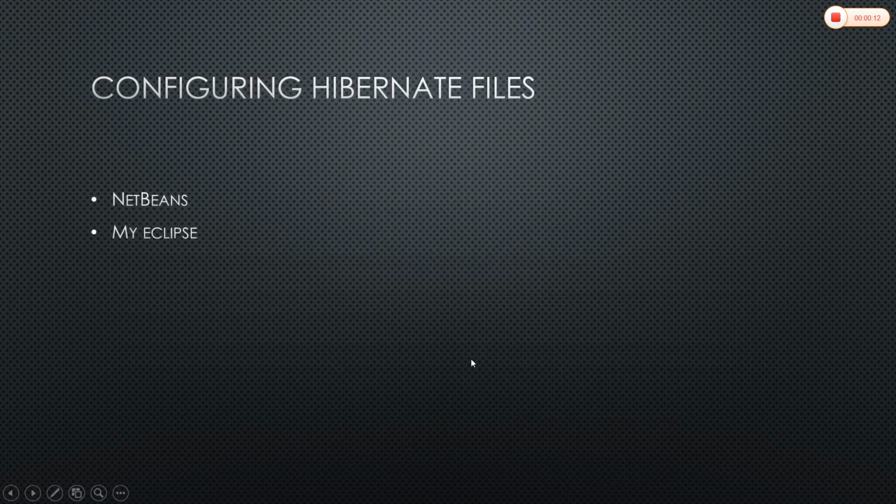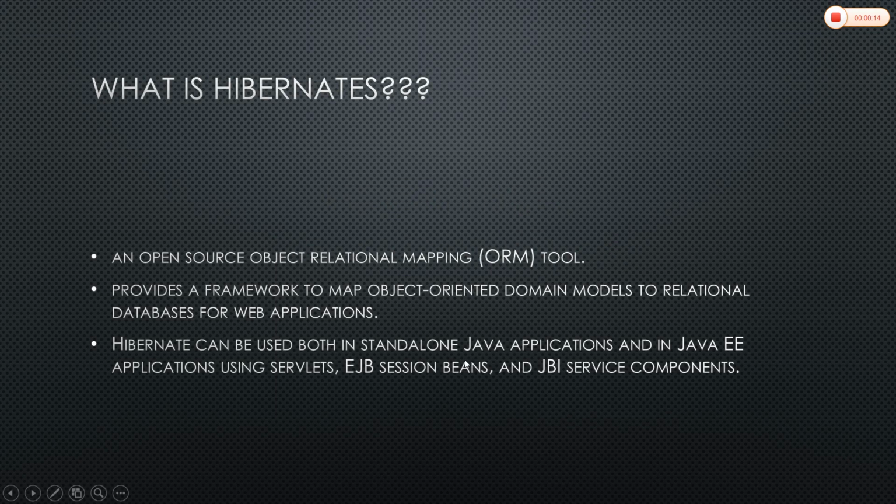Generally, Hibernate is an open source object relational mapping tool. It provides a framework to map object-oriented domain models to relational databases for a number of web applications. That is, Hibernate is used to store large amounts of data, and it supports any type of database. Hibernate can be used both in standalone Java applications and in Java Enterprise Edition applications like servlets, EJB, that is Enterprise Java Beans, session beans, and JBI service components.